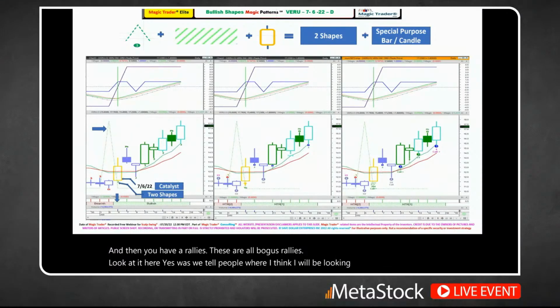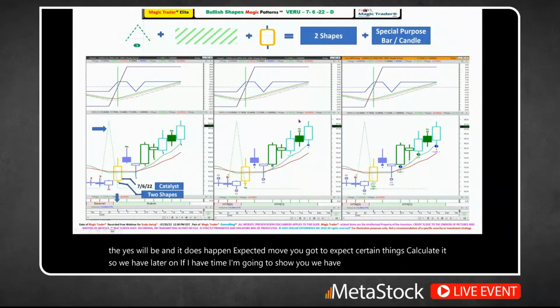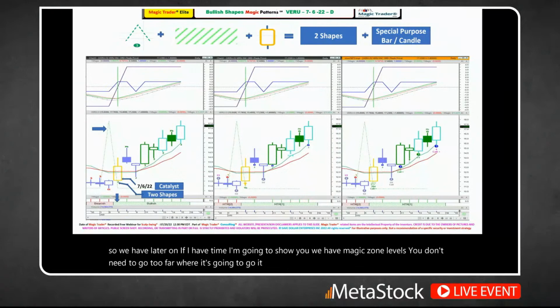We told them where the ES will be and it does happen. Expected move, you've got to expect certain things, calculate it. Later on, if I have time, I'm going to show you we have magic zone levels. You don't need to guess too far where it's going to go. It tells you where it's going to go, so you've got to plot them. I did not prepare any slide with that because I've got a million things to teach you here.